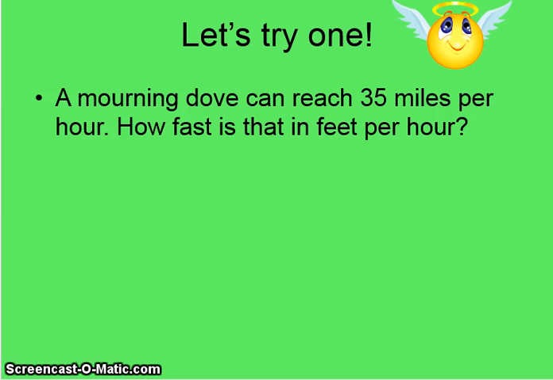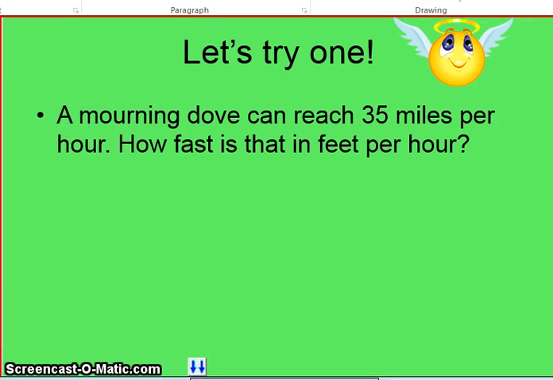Alright, let's try another one. A mourning dove can reach 35 miles per hour. How fast is that in feet per hour? First, let's start with what we know. The mourning dove can reach 35 miles per hour. 35, and our units are miles divided by, or per, 1 hour.